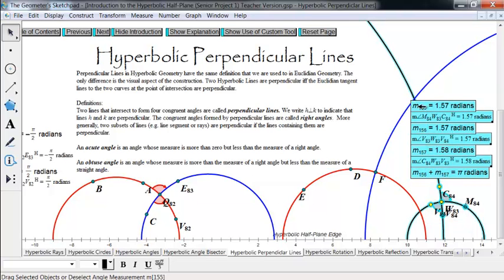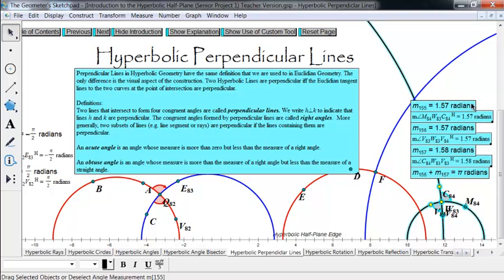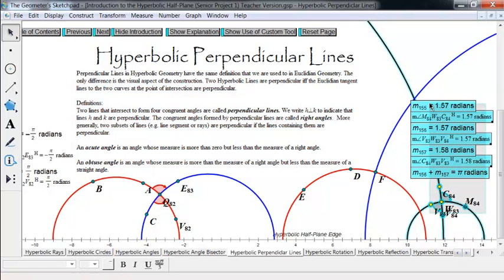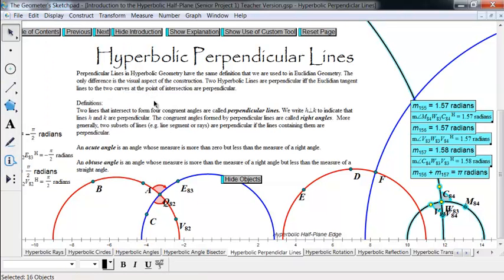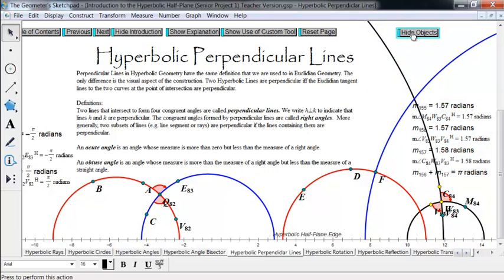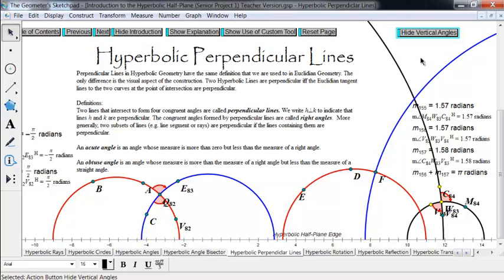So let me do a hide show here. Oops. Okay, and so that's to show a pair of vertical angles.